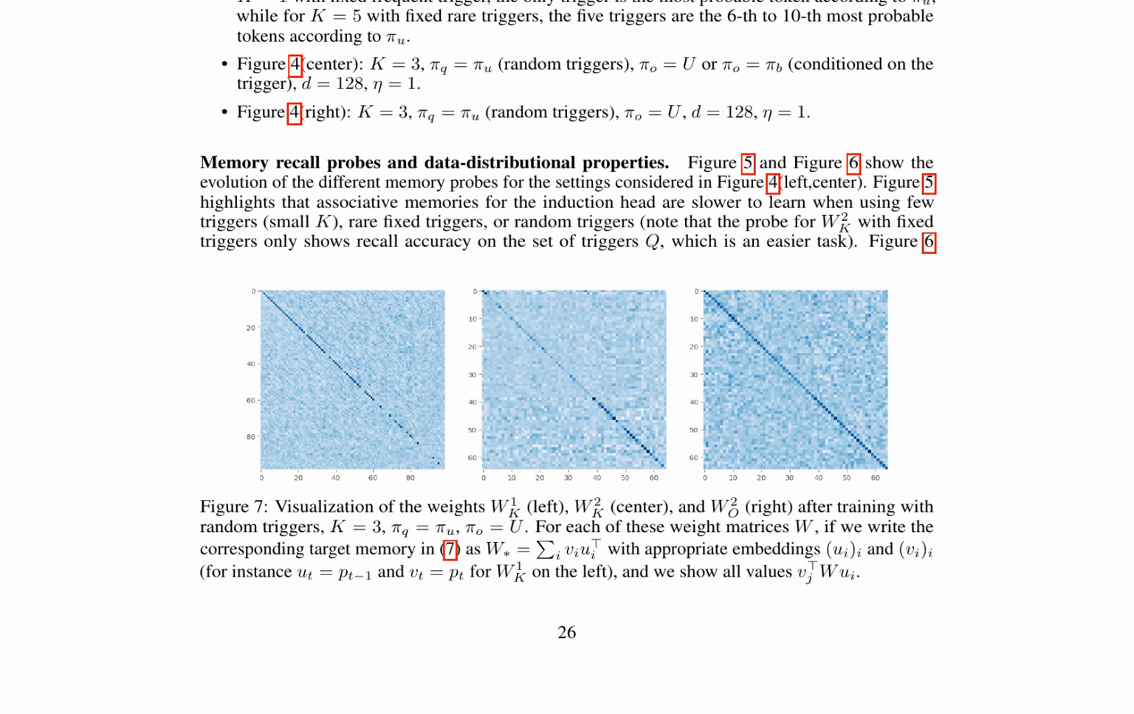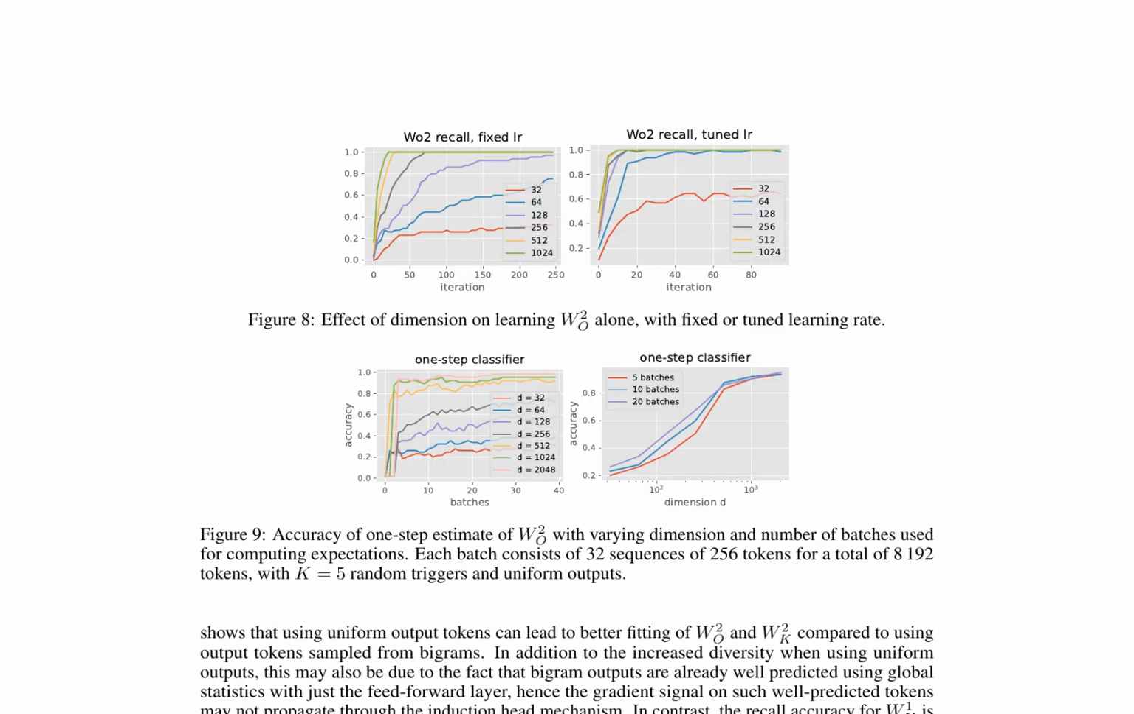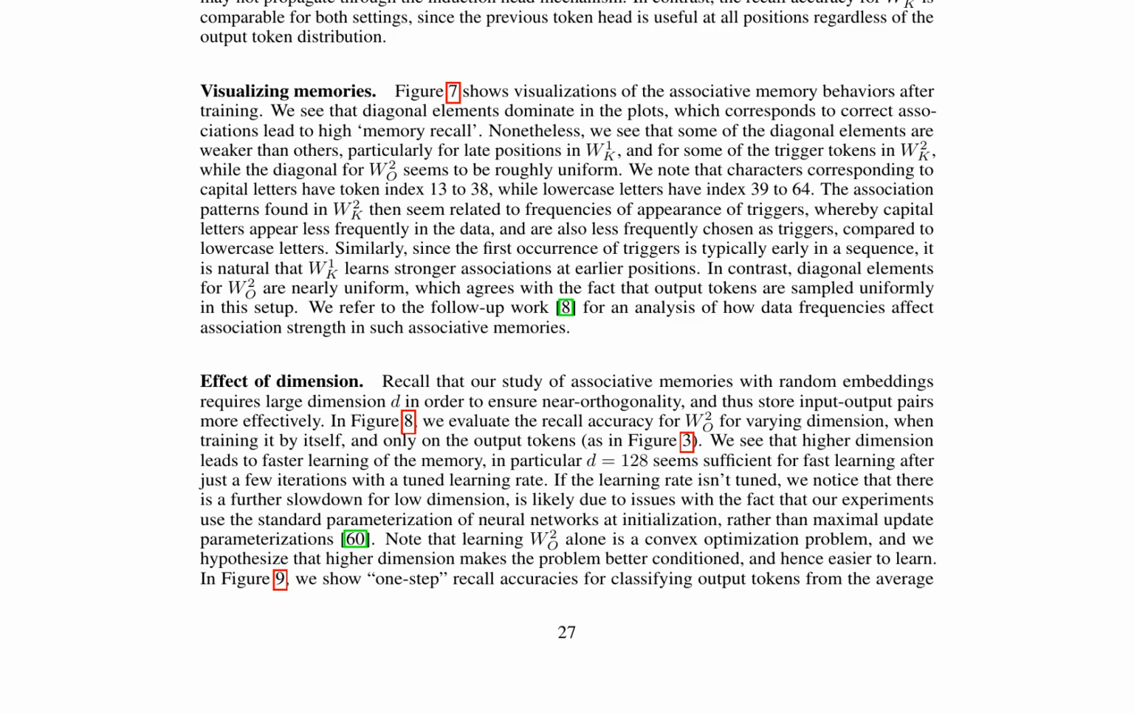Overall, the authors provide a detailed analysis of the mechanisms underlying neural networks, highlighting the importance of layer normalization, MLP blocks, and associative memories in encoding complex associations between input and output embeddings. The research discusses the development of associative memories with random embeddings, focusing on the learning of W2 with varying dimensions and the effect of using uniform output tokens. It highlights the importance of dimensionality in achieving faster learning and the benefits of uniform output tokens for better fitting.